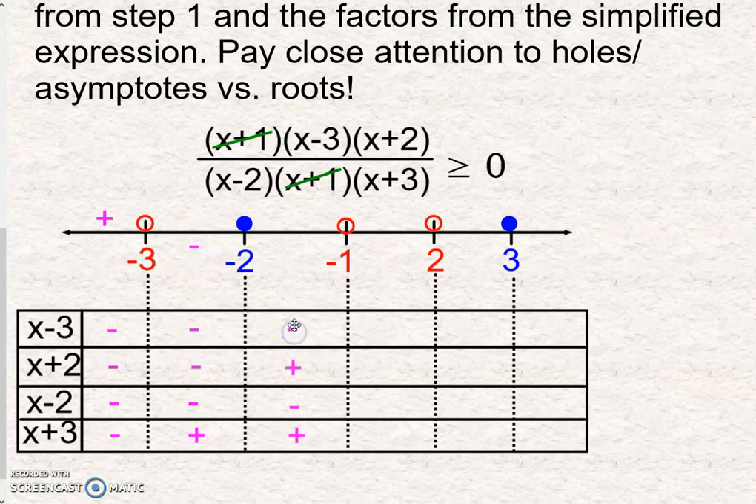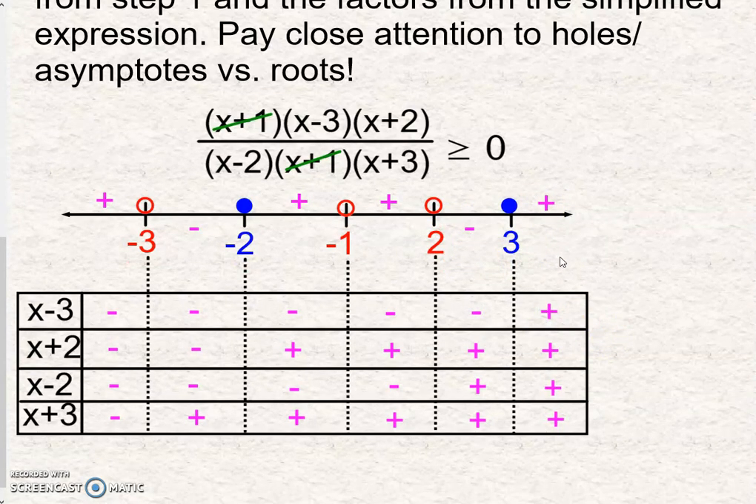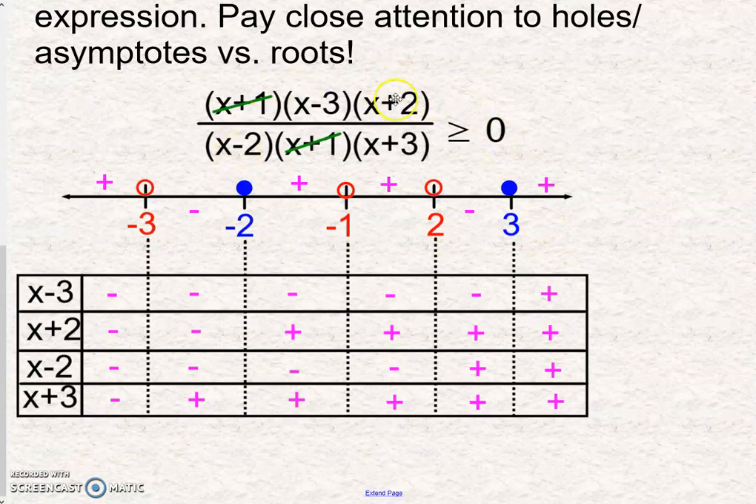And again, I'm going to go through and test numbers in each of these regions to see if they yield a positive or a negative. And I'm going to mark up here on my number line whether the graph is above, meaning a positive output, or below, meaning a negative output. And this is what I end up getting. And when I look at what type of answers I want, I want the outputs that are bigger than or equal to 0. So bigger than or equal to 0, those are positive outputs.